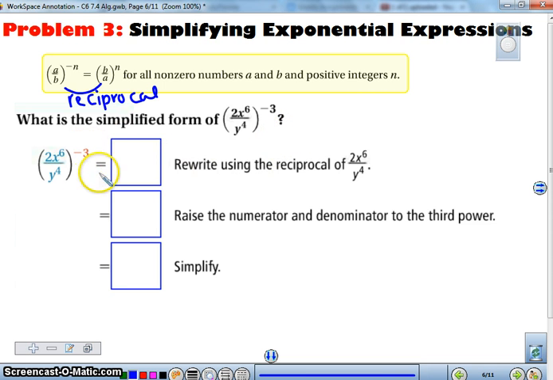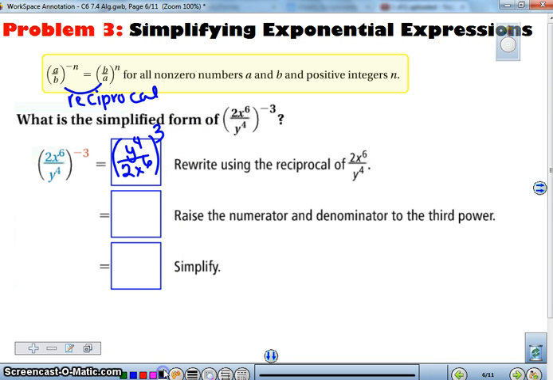First thing we're going to do is we want to rewrite it with a positive exponent. So if we are doing that, positive exponent means this is going to be to the positive 3. We're now going to have y to the 4th, and we're going to have 2 and x to the 6th. We have to raise each thing to that power.